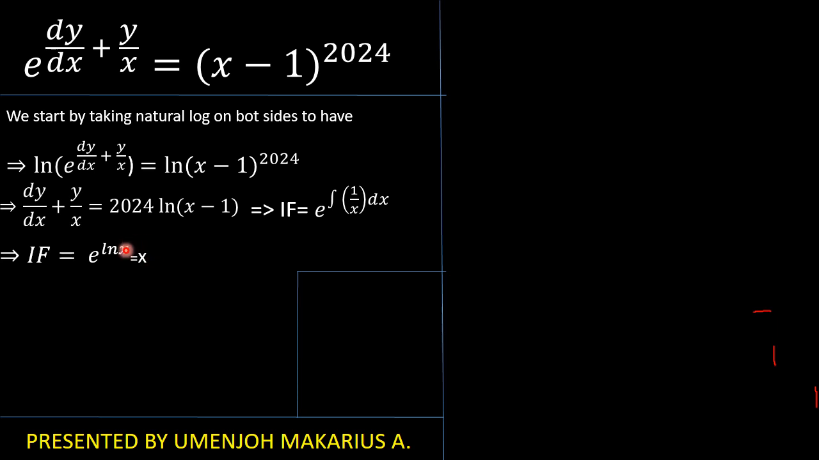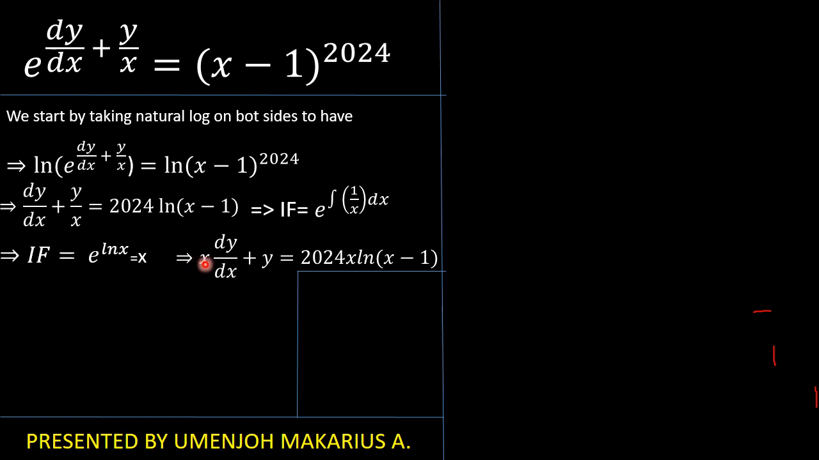Now guys, the next thing to do is to multiply our entire differential equation by x, which is the integrating factor. By so doing, we are simply going to have x dy/dx plus, now x will cancel with this other x, and we have y, which is the same as multiplying here by x, we have 2024 x times the natural log of x minus 1.